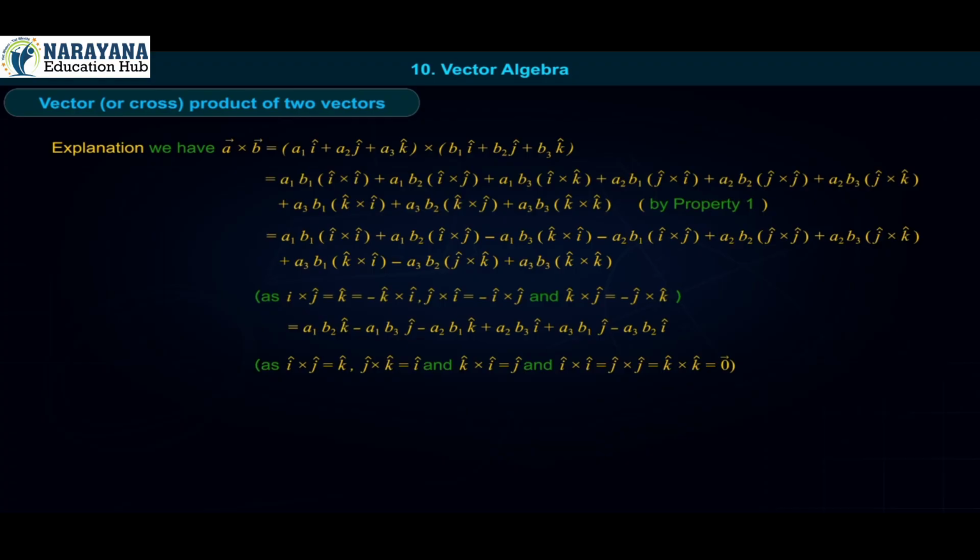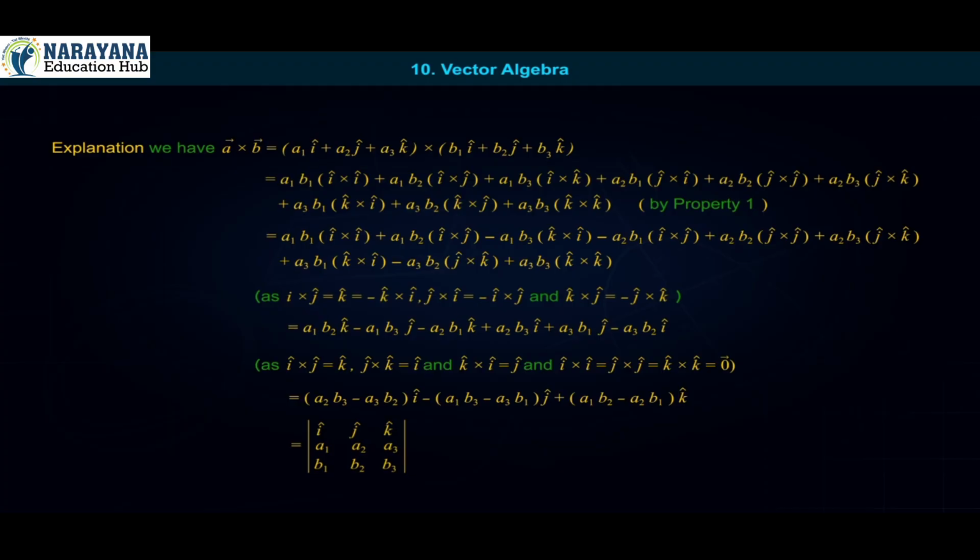and i cap cross i cap is equal to j cap cross j cap is equal to k cap cross k cap is equal to the zero vector. So A cross B is equal to (A2B3 minus A3B2) i cap minus (A1B3 minus A3B1) j cap plus (A1B2 minus A2B1) k cap, which is equal to the determinant with rows i cap, j cap, k cap; A1, A2, A3; B1, B2, B3.